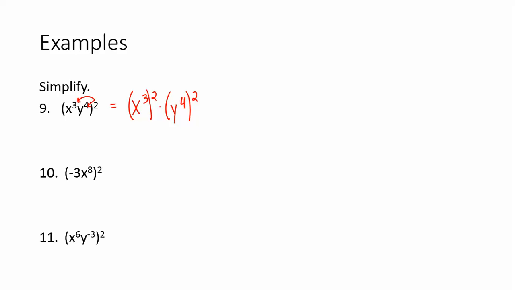Now we have a power raised to a power, and in that case, that's like the second property we discussed, we need to multiply those exponents. So we get x to the 6th, y to the 8th. Now we can't add the 6 and the 8 and get 14 because our bases are not the same. Remember, your bases have to be the same in order to do the product of powers property.